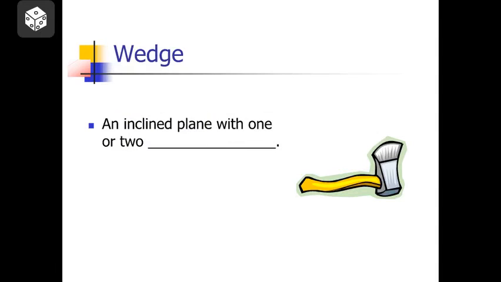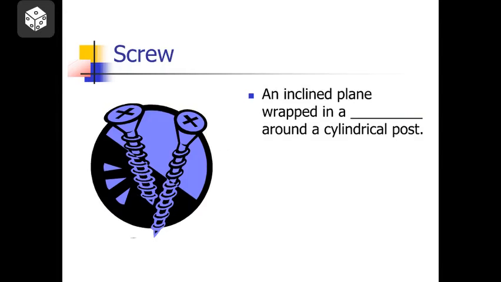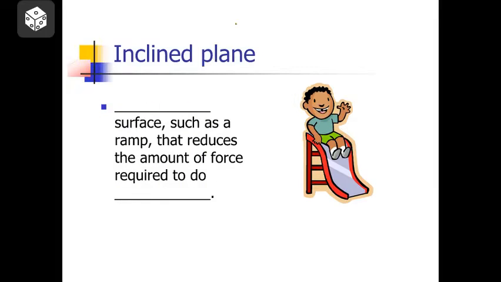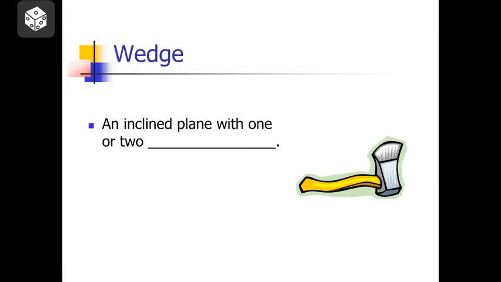And the sixth one is a wedge. A wedge is an inclined plane with one or two sloping sides. So you think about an axe. An axe is a great example of a wedge. This part of the axe is the wedge. Door stops are great examples of wedges. Wedges and screws are then just very specific examples of inclined planes. So the three of them are kind of related in the fact that a screw and a wedge are very specific examples of the inclined plane.